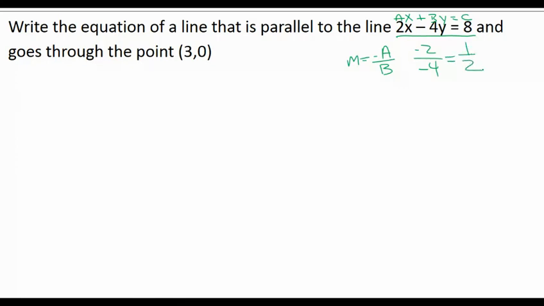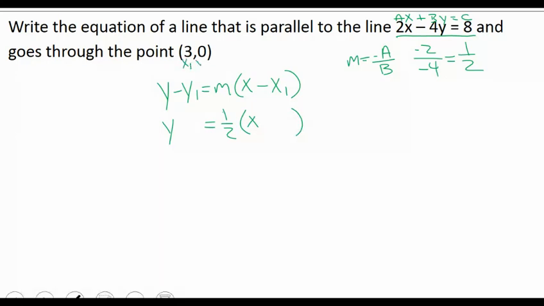So now I have enough information, because if the slope of 2x minus 4y equals 8 is 1/2, the slope of my line is also going to be 1/2 because they're parallel. So I'm going to write out point-slope form here, because I know a point, (3, 0), and I know my slope, 1/2. So I'm going to fill in the information. So with (3, 0), I'm going to label 3 as x1, 0 as y1. So y minus 0 equals 1/2 times x minus 3.